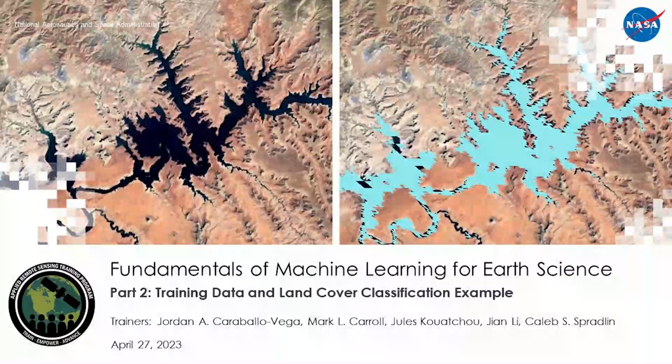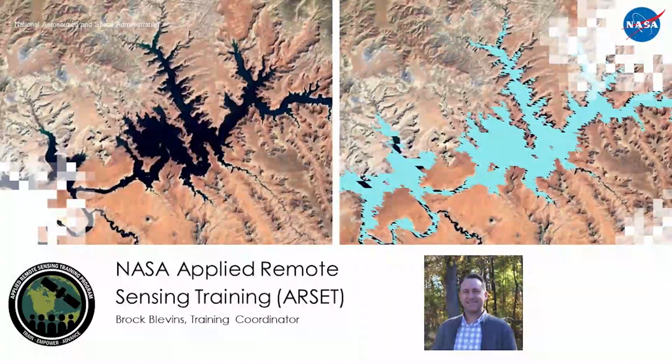Welcome everyone to the training series, Fundamentals of Machine Learning for Earth Science. Of the three-part series, this is part 2, Training Data and Land Cover Classification Example. Once again, I am your host. My name is Brock Blevins. I am Training Coordinator for NASA's Applied Remote Sensing Training Program.